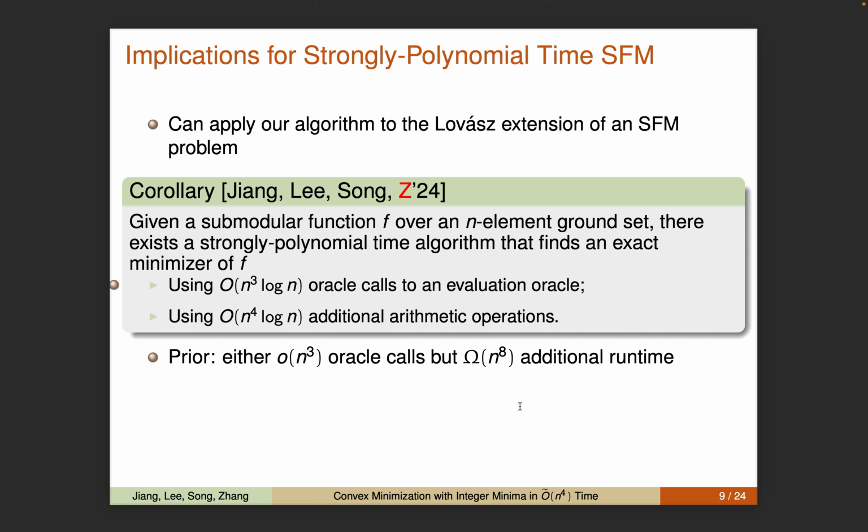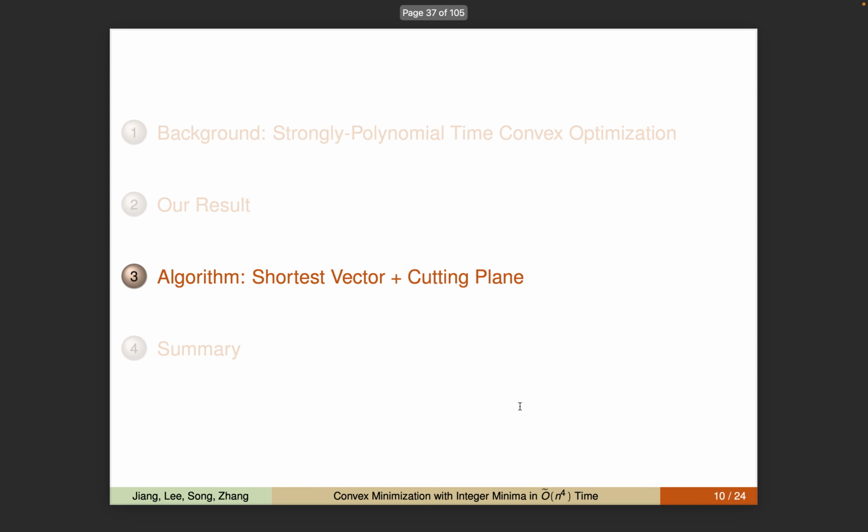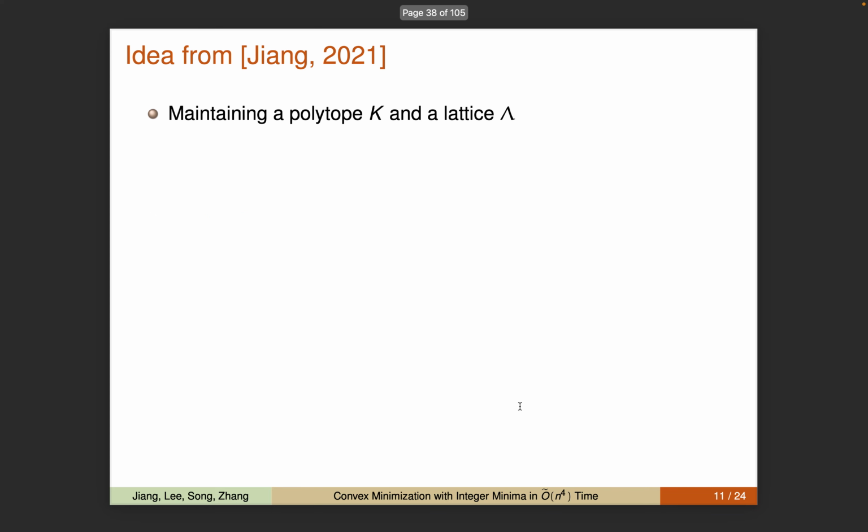Prior works either, due to Jiang, obtain subcubic oracle calls but n to the eighth power additional runtime, or another line of work that uses a different approach obtains n cubed times log squared n oracle cost and n to the fourth times polylog n additional runtime. We strictly improve all aspects of the second line of work, and compared to Jiang's work, we significantly improve the additional runtime. So let's dive into the algorithmic details of our method.